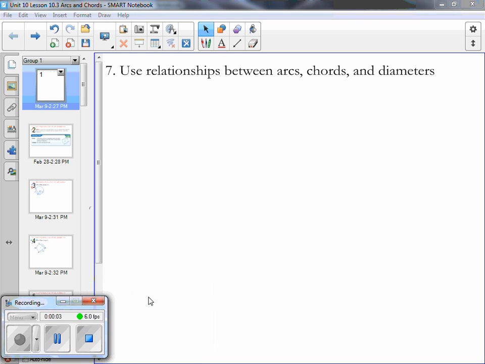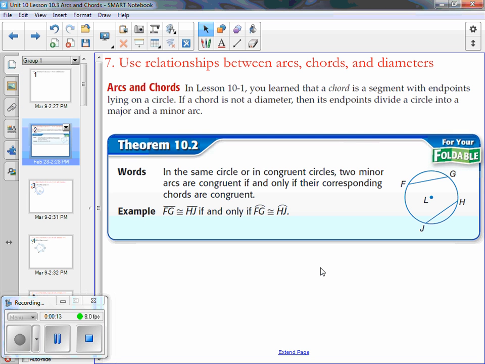All right, we only have the one learning target: to use relationships between arcs, chords, and diameters. Now, the book's going to remind us of a couple of things on page 701. It says, you learned that a chord is a segment with endpoints lying on a circle.